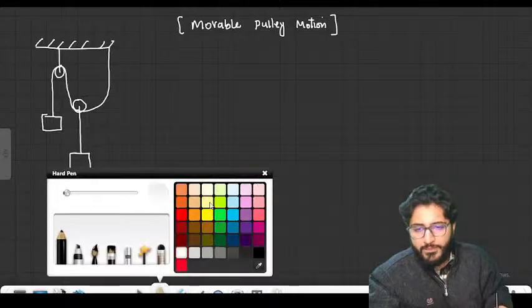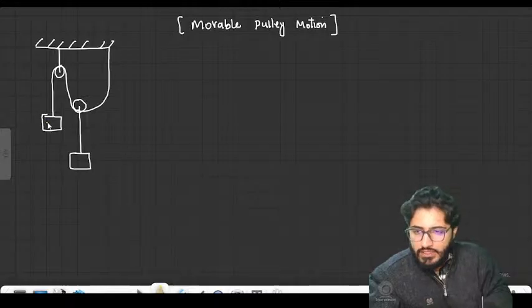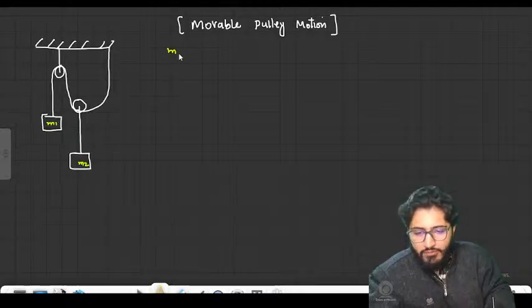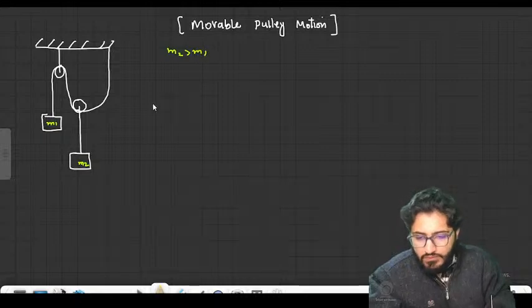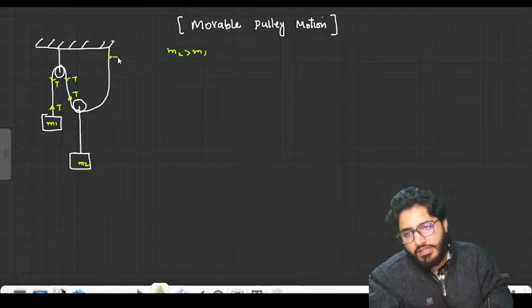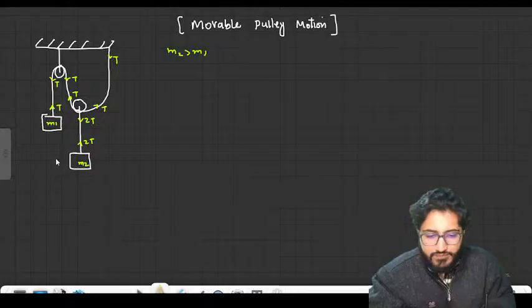Movable pulley case. M1, M2. So M2 is more than M1. Look beta, tension here is T. This tension will be T, T. Okay, so here will be T. This will be T, T, 2T. This will be 2T and 2T.